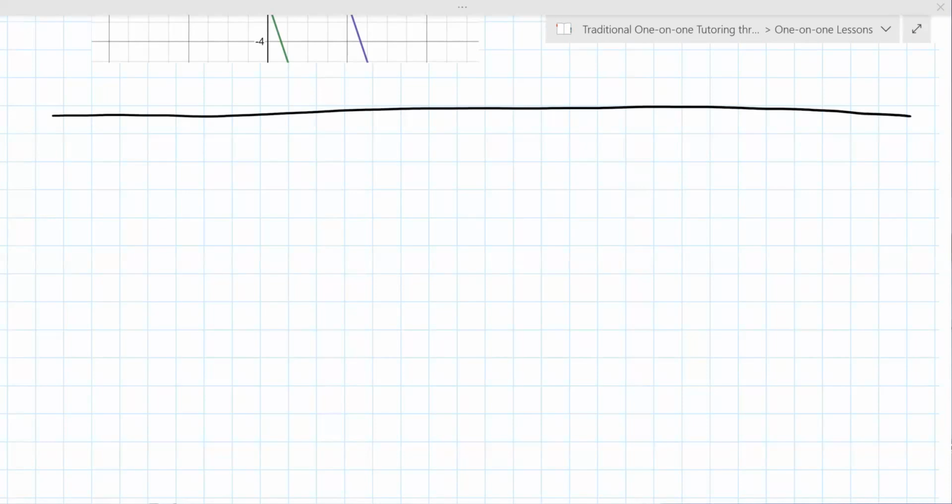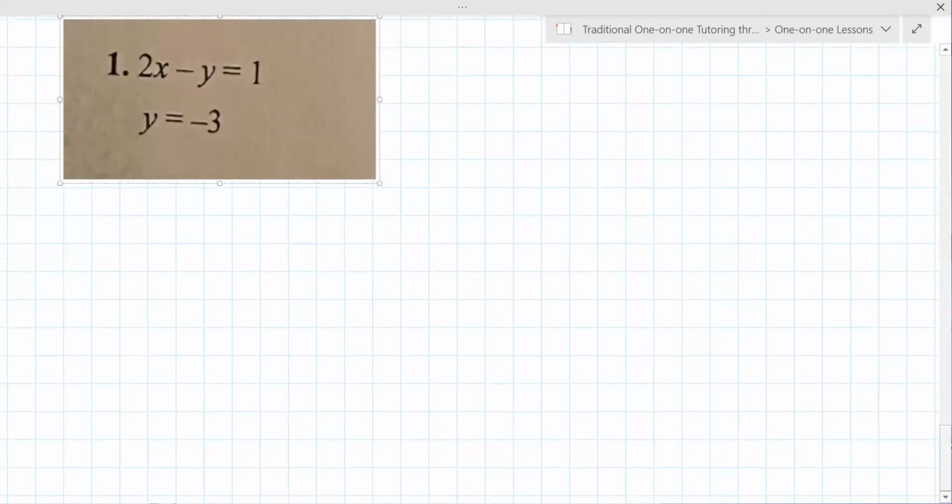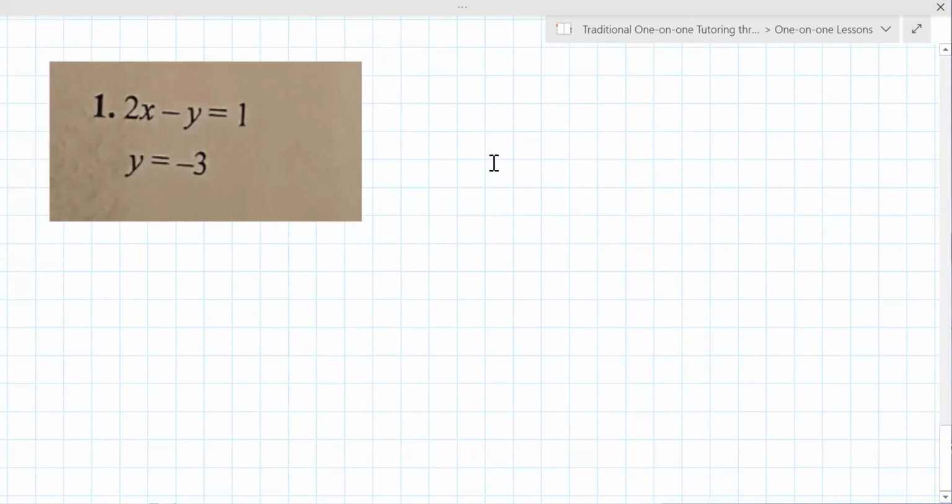Unfortunately, the next grouping of questions are not pictures. You have to do them by working out the steps. So unfortunately, we don't get to do it the way that we've been doing. We actually have to use what is called the substitution method.